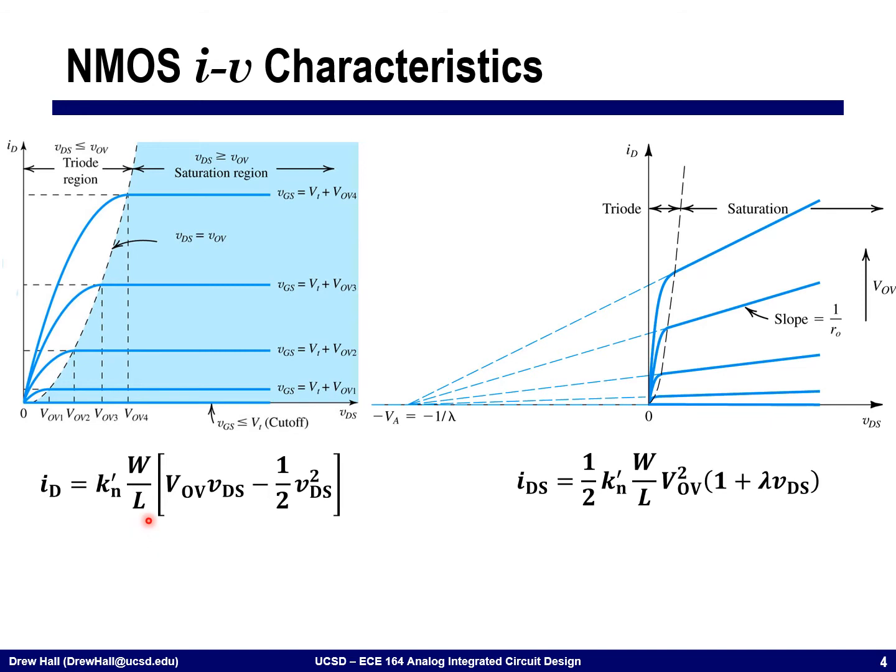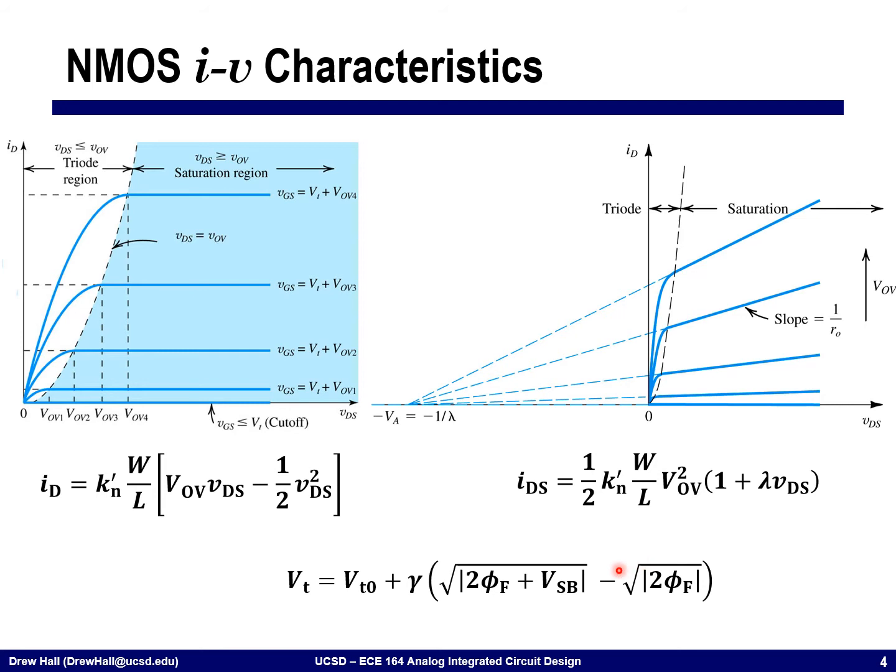And then we started to talk about some more advanced second order behavior of these devices, things like channel length modulation, which causes there to be a finite slope of this IDS curve, which results in us adding a band-aid to our square law model equation with this 1 plus lambda VDS term.